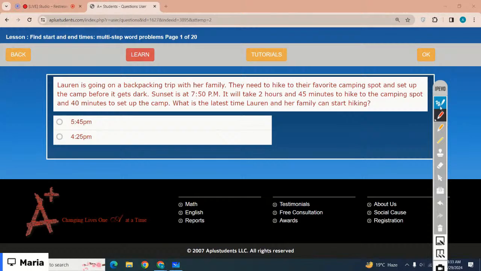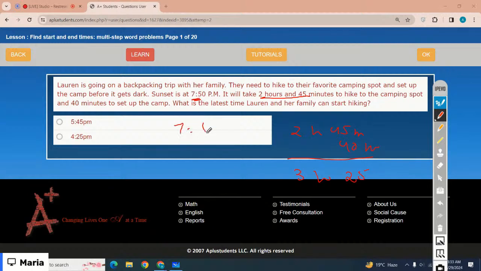So 2 hours and 5 minutes to hike and 40 minutes to set up the camp, right? So 5 plus 40 is 45 minutes. And 2 and 1 is 3 hours. So 3 hours 45 minutes total time they need, right? You need to add. The total time they need is 3 hours 45 minutes.